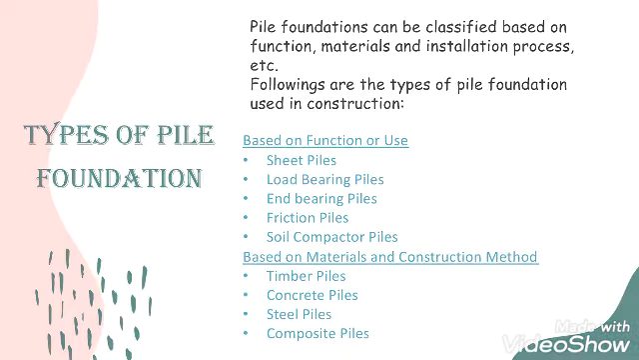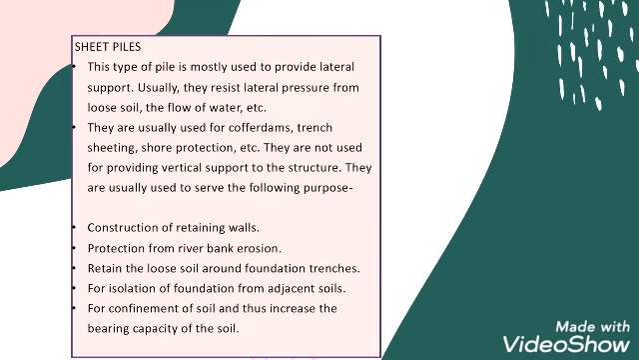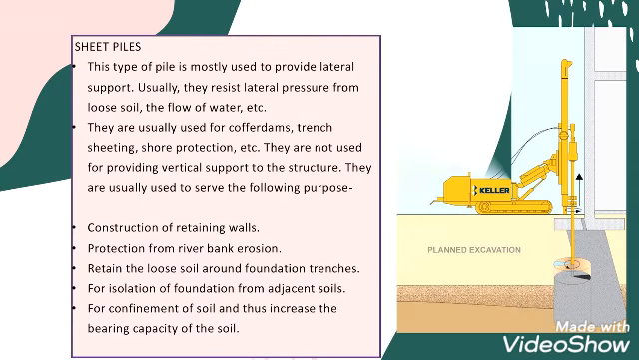Sheet piles. This type of pile is mostly used to provide lateral support. Usually they resist lateral pressure from loose soil and the flow of water. They are usually used for cofferdams, trenching, and shore protection. They are not used for providing vertical support to the structure.